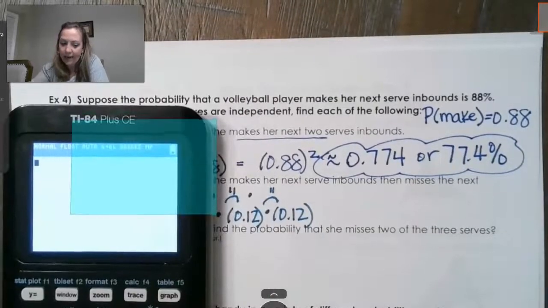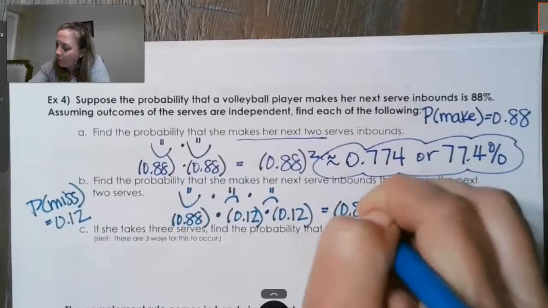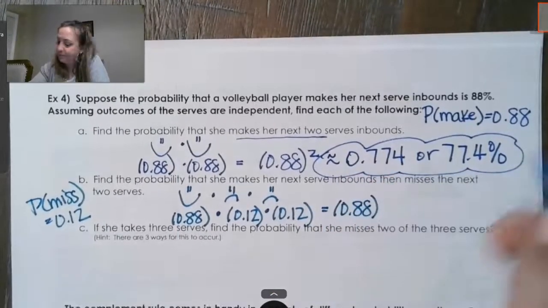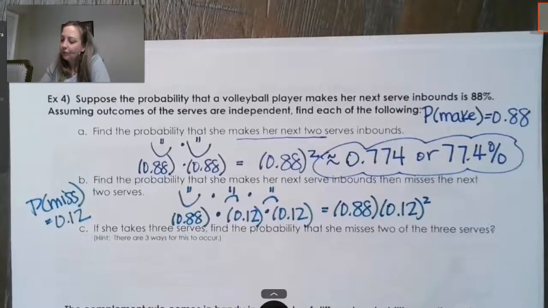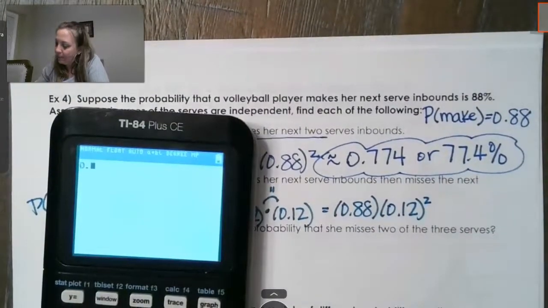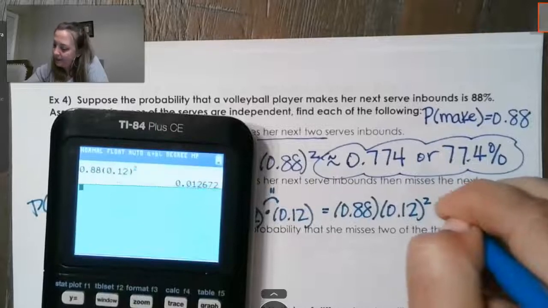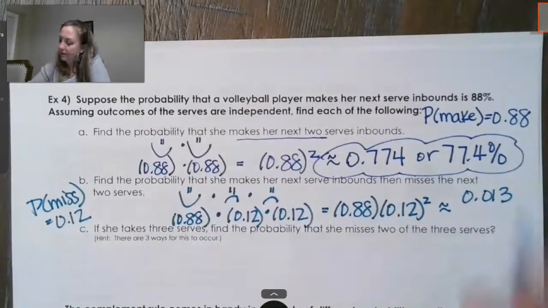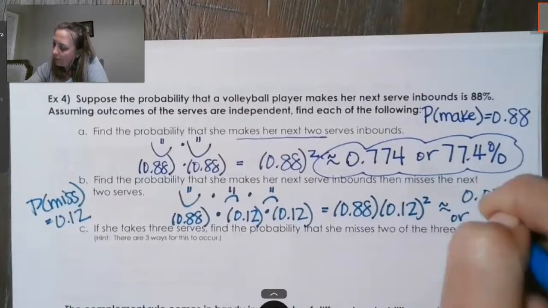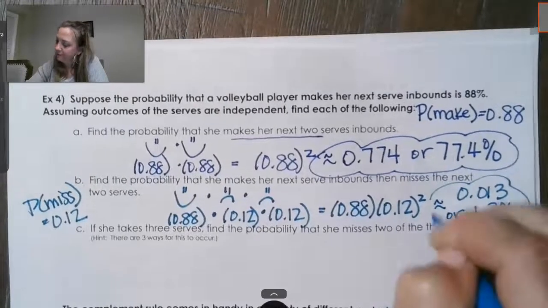If we were to use exponents, we only have 0.88 once, and we have 0.12 twice. So we could take 0.88 times 0.12 squared, and that gives me about 0.013, or about 1.3%. Okay?